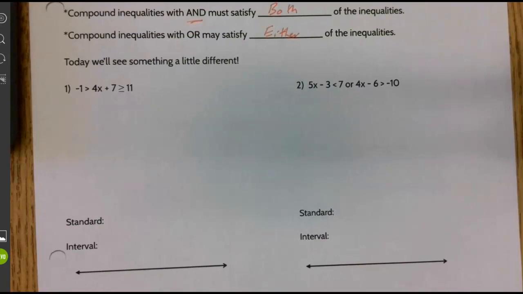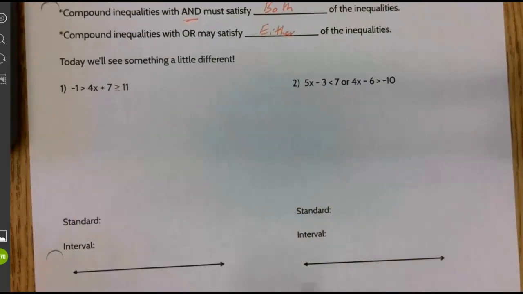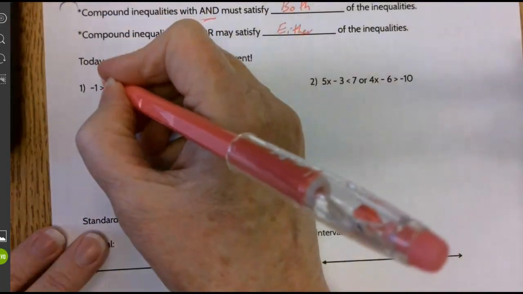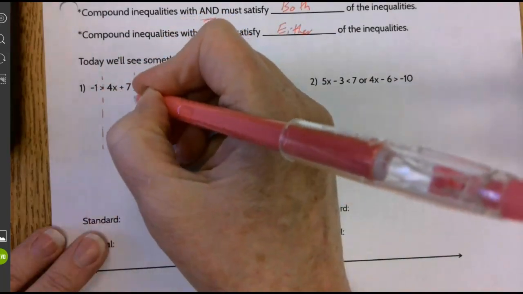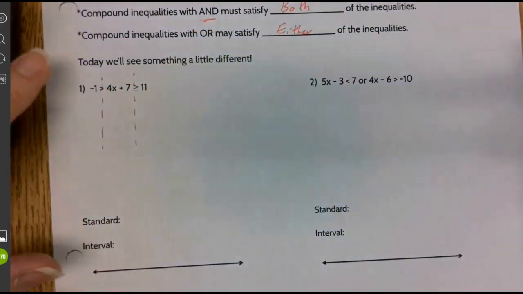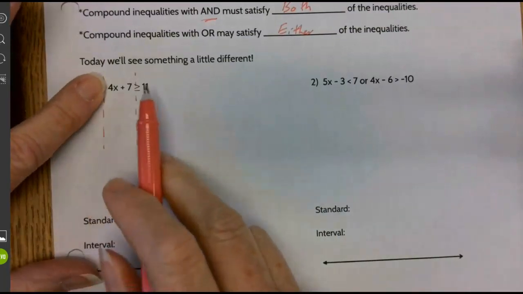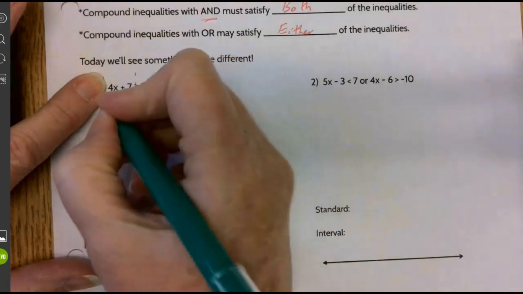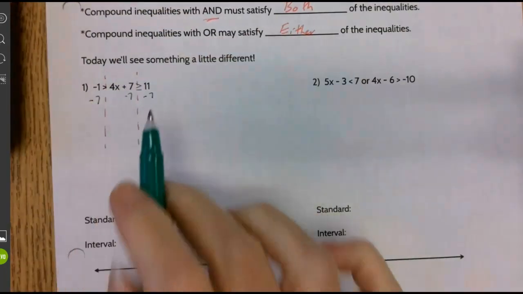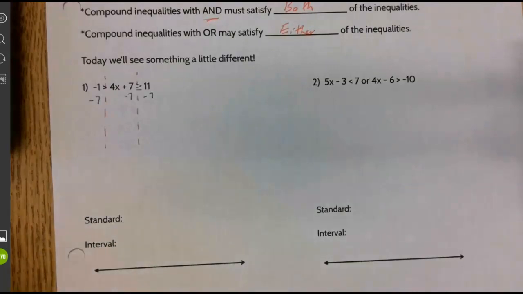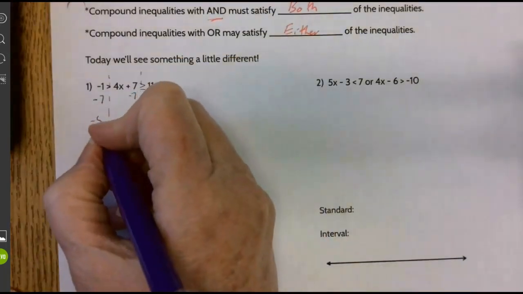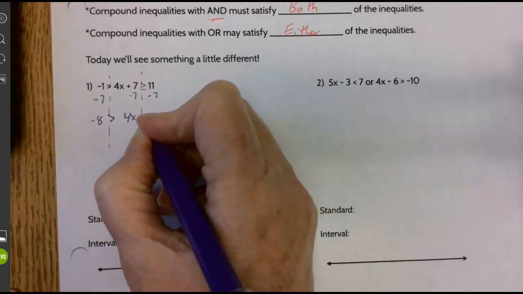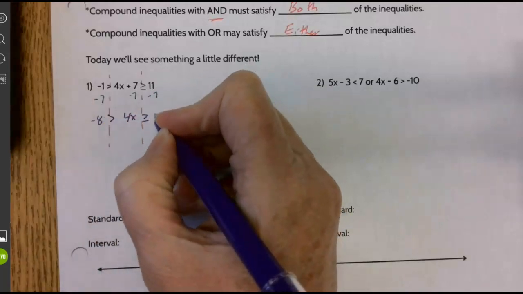Now we're just going to solve some more inequalities, and as it says, we're going to do something a little different. Since we're doing a second day on it, we should do something a little different. So let's solve these. My recommendation is to divide them into sections, and then cover up part and say, how would I start this? Well, we know that we're going to move that 7, so we subtract 7 from both sides. But we have sections, so we have to do it to everything. So now we have negative 8 is greater than 4x, which is greater than or equal to 4.